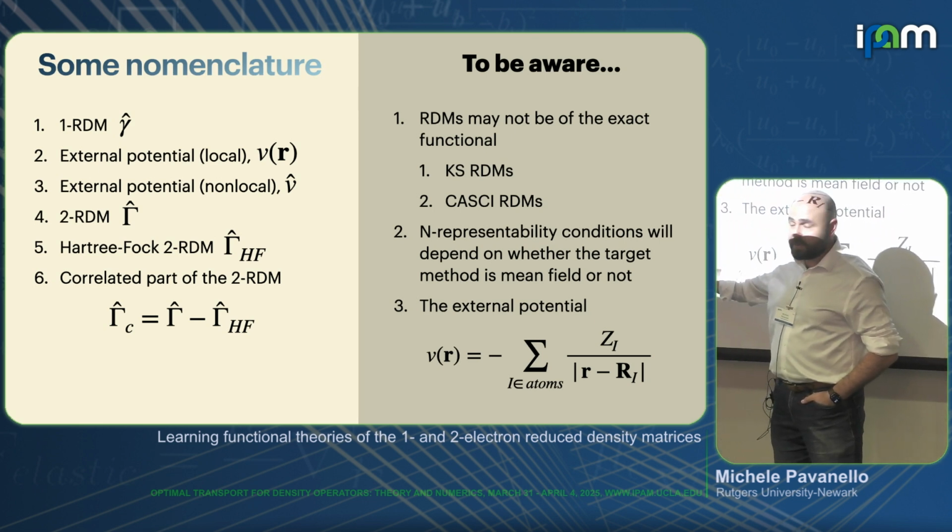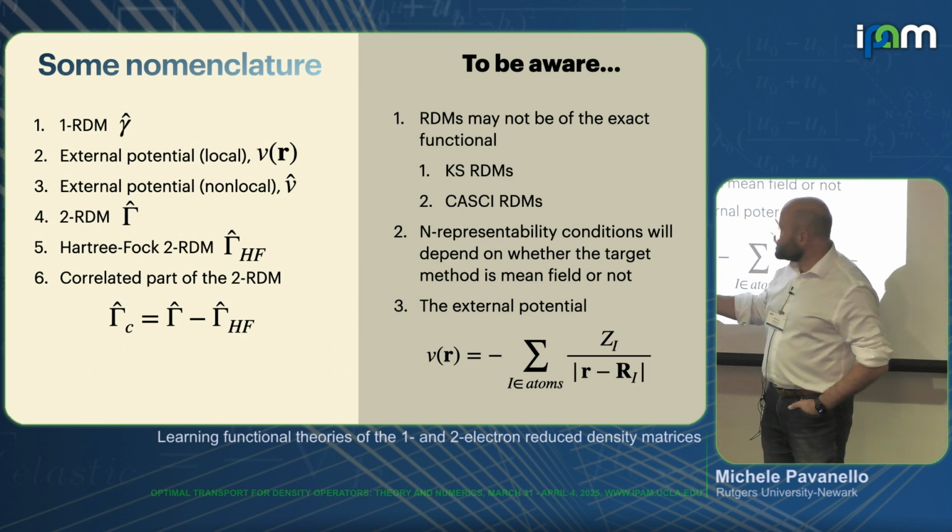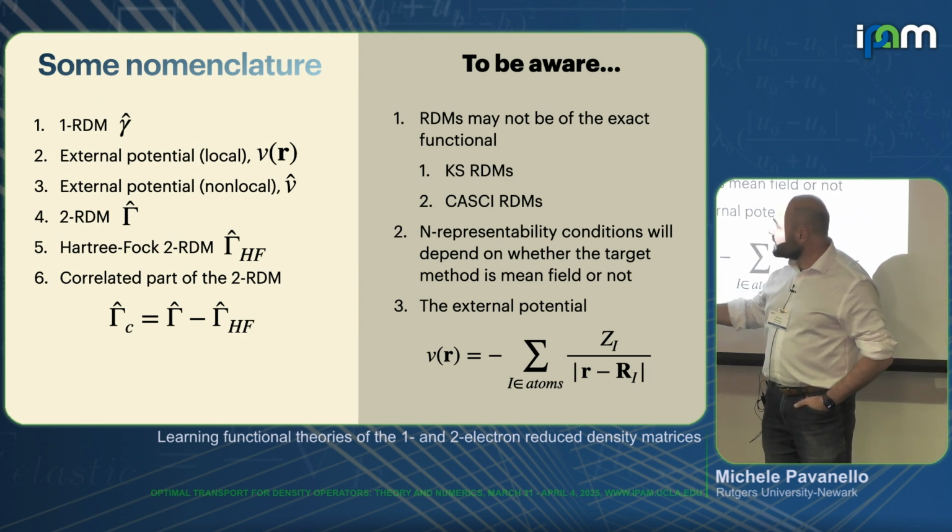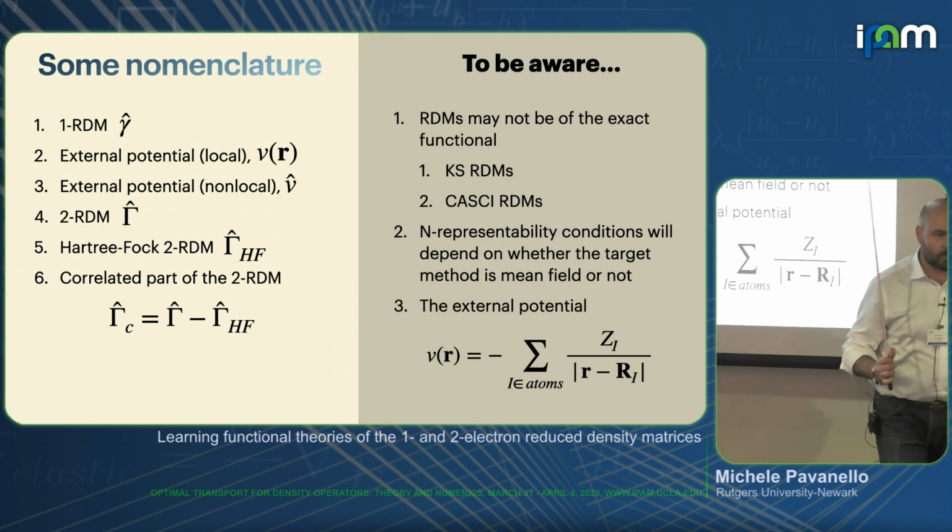Let's say the 2RDM is the big gamma. The 3-factor RDM is this guy. And the correlated part of the 2RDM is this guy. OK.